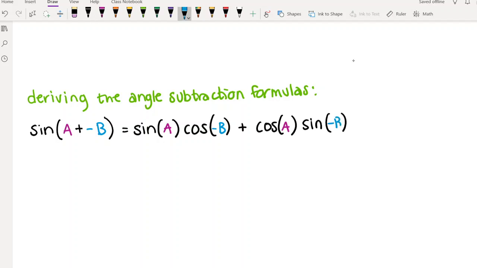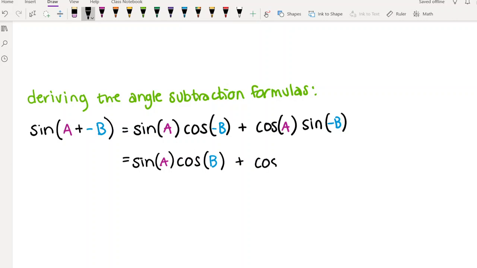So this is fine, but we want to make this formula so that it only has A and B in it. We kind of want to get rid of this negative B. So how can we do that? Well, we know we have these even and odd identities, right? So we know that cosine of negative B is the same thing as cosine of B, because cosine is an even function. And then for sine, sine of negative B is actually going to flip signs.